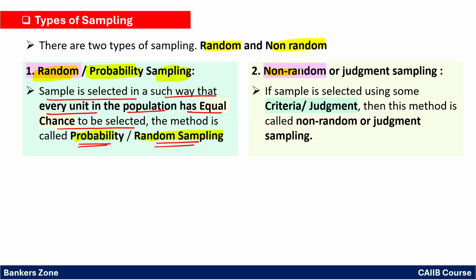Now what is non-random sampling? It is also called judgmental sampling. If the sample is selected using some criteria or judgment, then this method is called non-random or judgmental sampling. So for example, if you have a lot of samples, right?